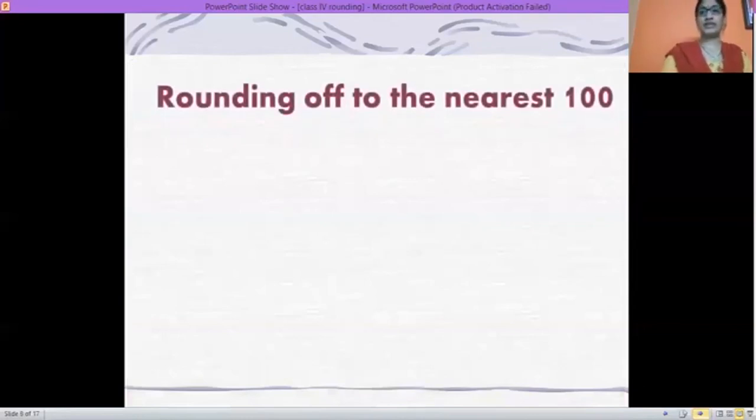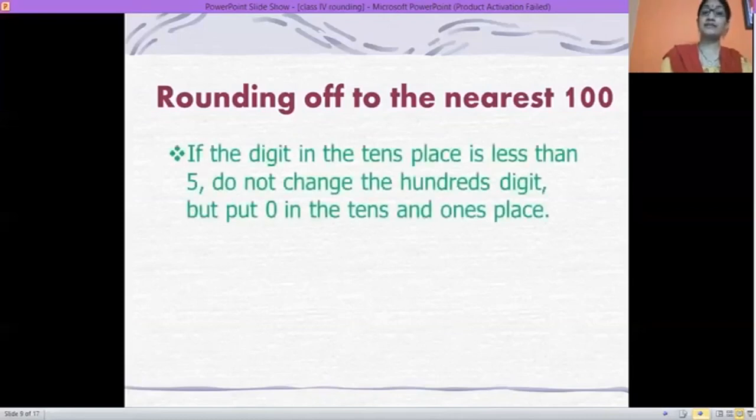Rounding off to the nearest 100. If the digit in the tens place is less than 5. Now, can you see, children? Here we are discussing the digit in the tens place. As we have to round to the nearest 100, the digit towards the right-hand side of that 100 is the tens place. So here we'll look at the digit in the tens place.